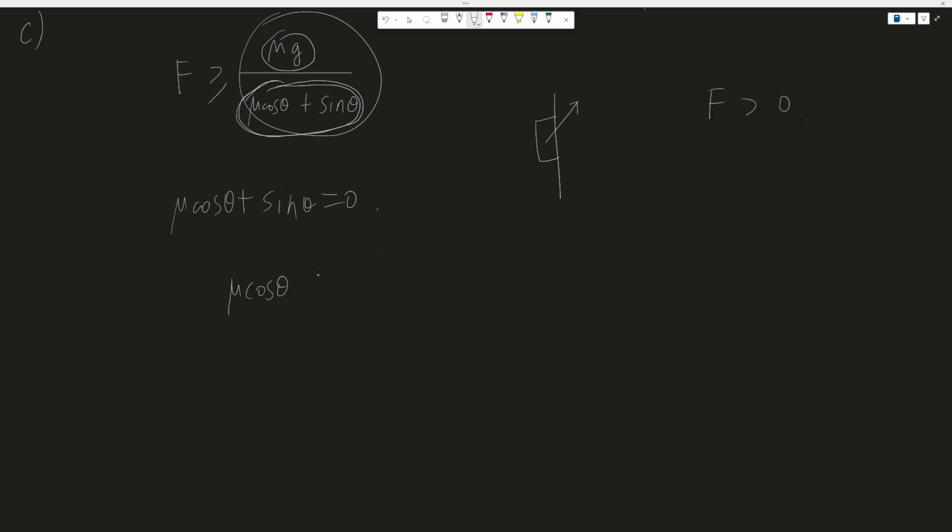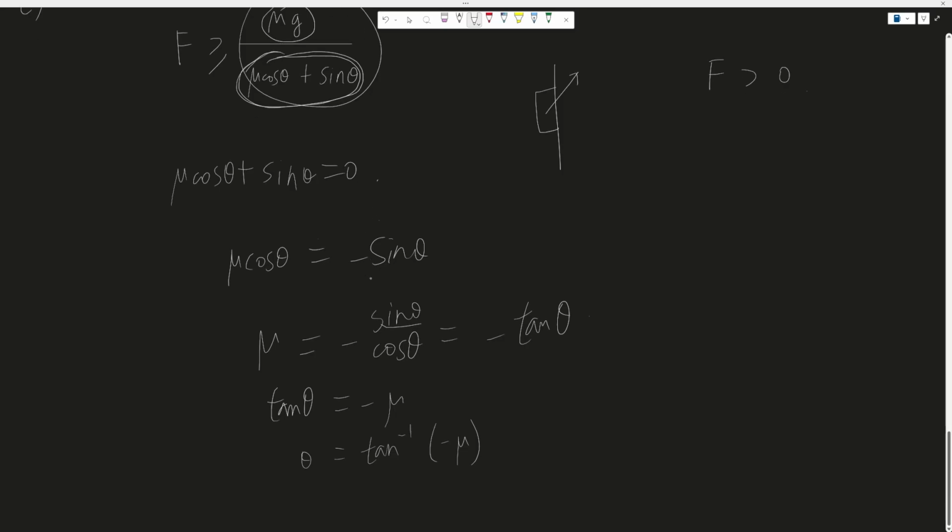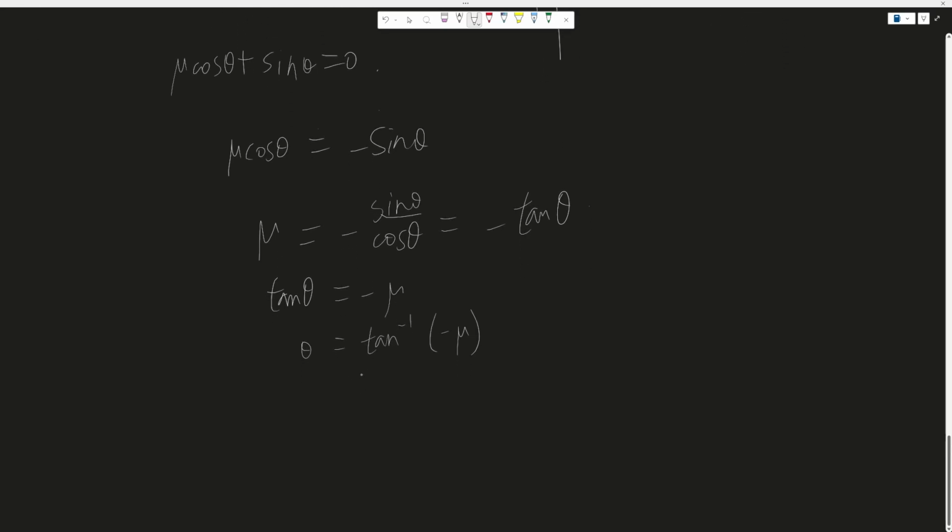So mu cosine theta equals negative sine theta. And so mu equals negative sine theta over cosine theta, which is negative tangent theta. And so only when tangent theta equals negative mu, or we can write it as when theta is equal to inverse tangent of negative mu. So only when theta is this value, or smaller than this value, do we not have a possible F to hold this book up. And that is our answer to part C.